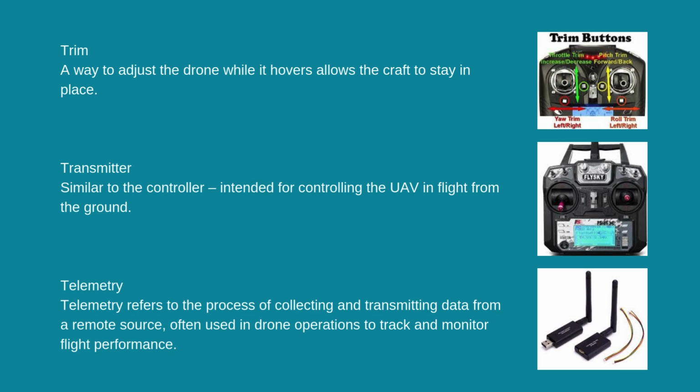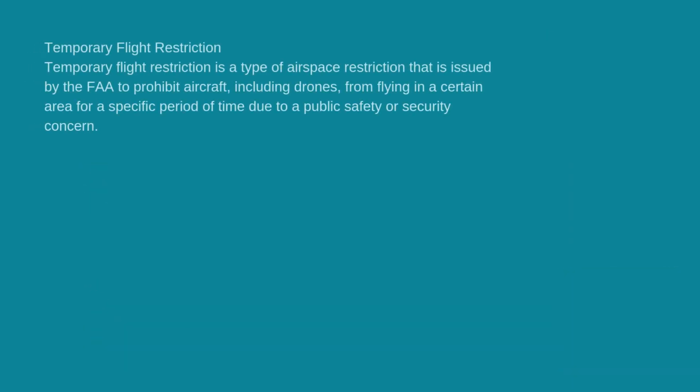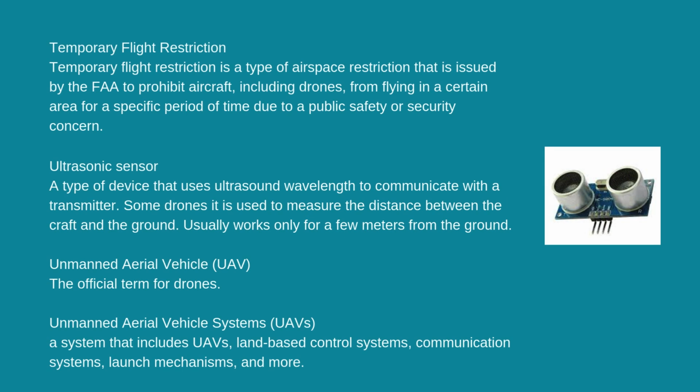Telemetry refers to the process of collecting and transmitting data from a remote source, often used in drone operations to track and monitor flight performance. Temporary flight restriction. Temporary flight restriction is a type of airspace restriction that is issued by the FAA to prohibit aircraft, including drones, from flying in a certain area for a specific period of time due to a public safety or security concern.